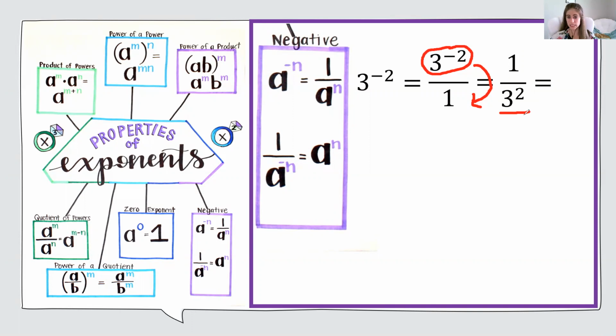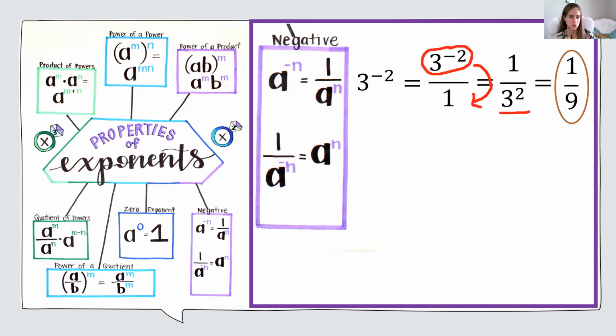To simplify completely, we need to simplify that 3 squared. Remember, 3 squared means 3 times itself 2 times, and 3 times 3 is 9. So our simplified answer is the fraction 1/9.